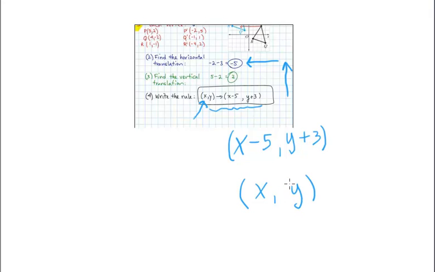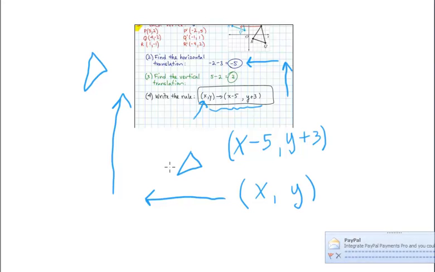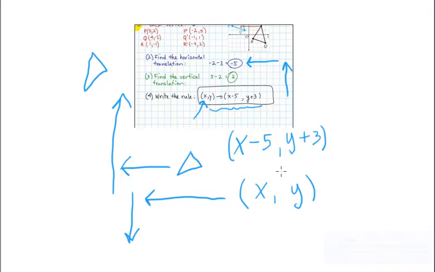So remember, we're just sliding or moving these points or these triangles, whatever they are, from some point to another point. But if it's going to the left, it's negative. If it's going down, it's negative, right? If it's going to the right, it's positive, and if it's going up, it's positive.